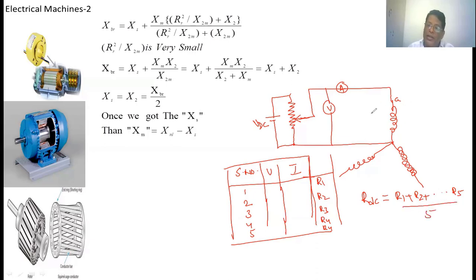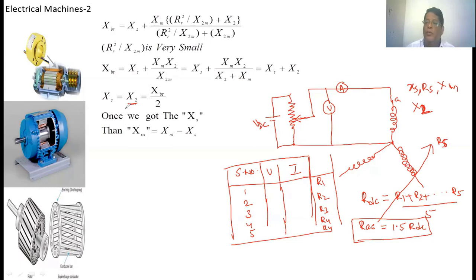But actually this winding will be operating at AC voltage, and the resistance value also will increase due to the skin effect. So the resistance of the winding, RAC, equals 1.5 times the RDC. This is nothing but RS.